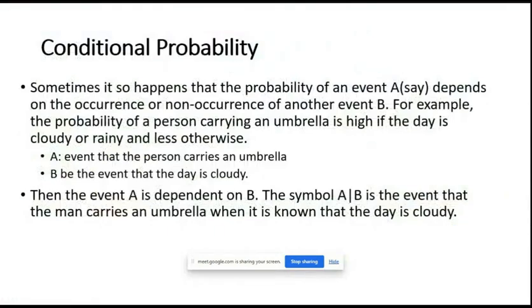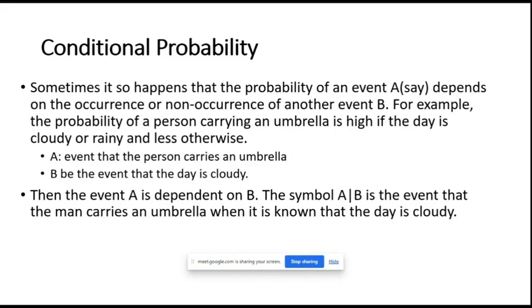Now, sometimes it so happens that the probability of a particular event depends on whether another event has occurred or not. Say another event is B, and the event A's probability is dependent on the occurrence or non-occurrence of B. If B occurs, then it is of one type. If B doesn't occur, then the probability of A is different. A simple example is carrying an umbrella. Suppose some people carry an umbrella out of habit.